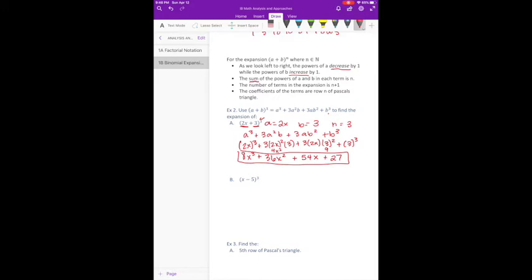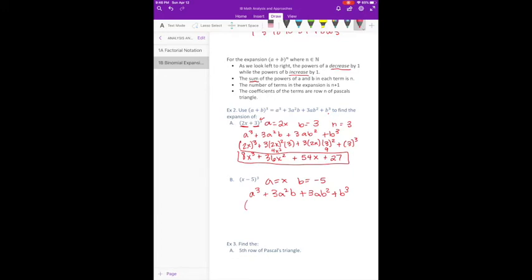We have a is x, and b this time is negative 5. So when it's a minus there, b is going to be negative, all right? So we've got a cubed plus 3a squared b plus 3ab squared plus b cubed. You don't have to write that out every single time. It's just helpful. Okay, so we're going to plug x in for a and negative 5 in for b.